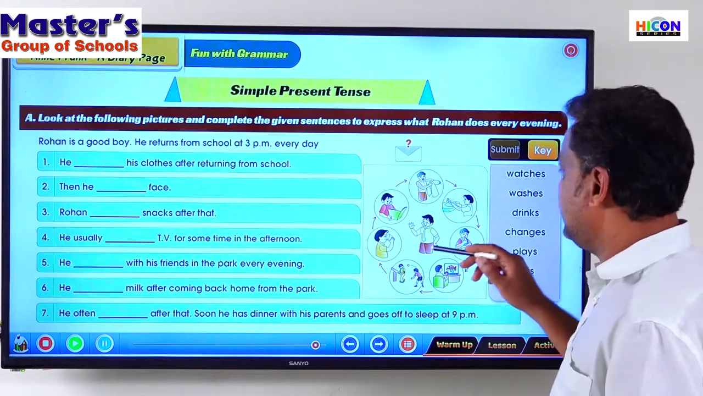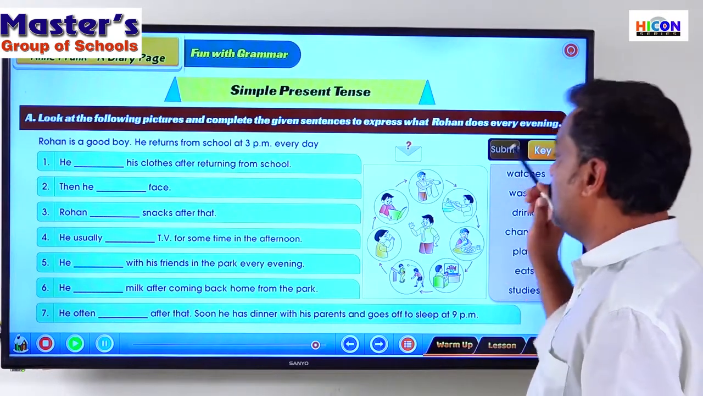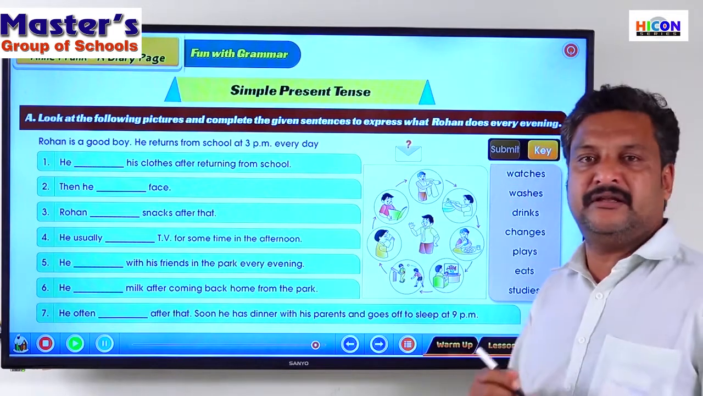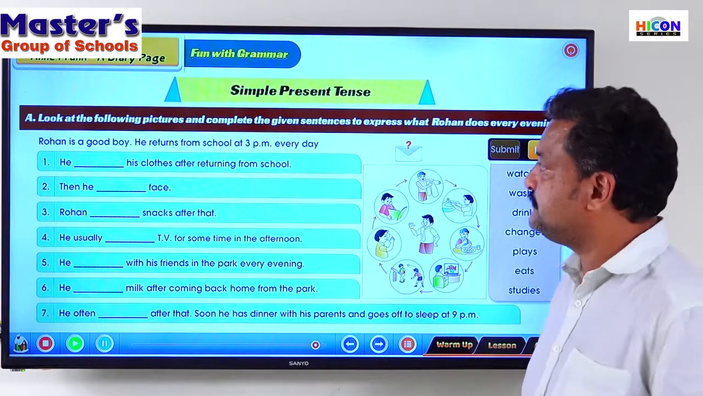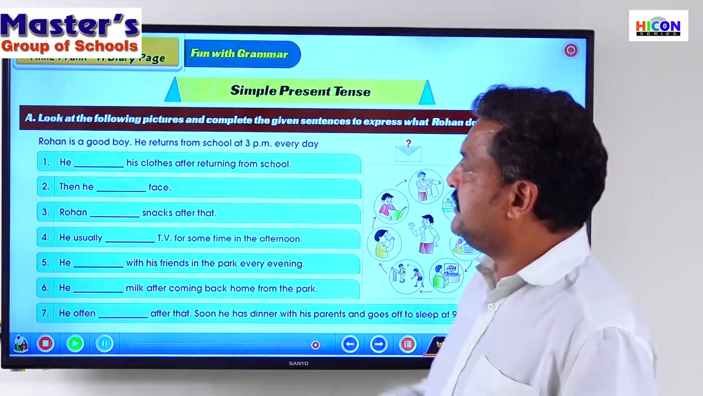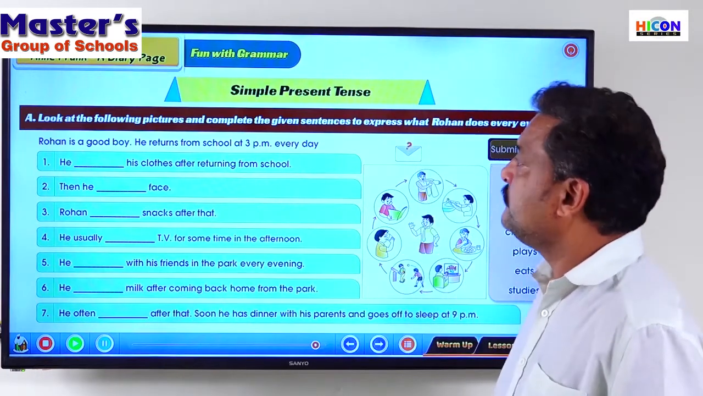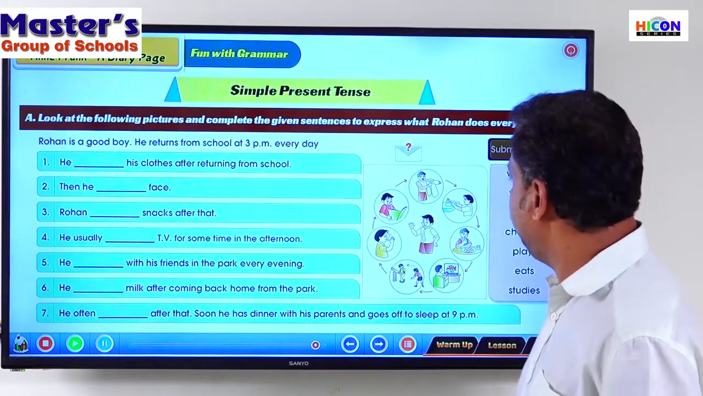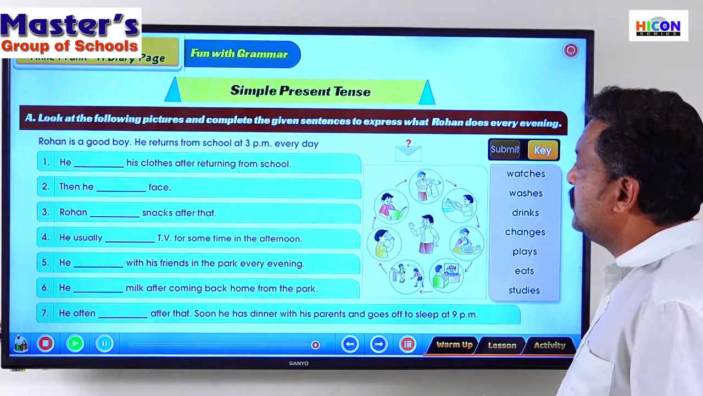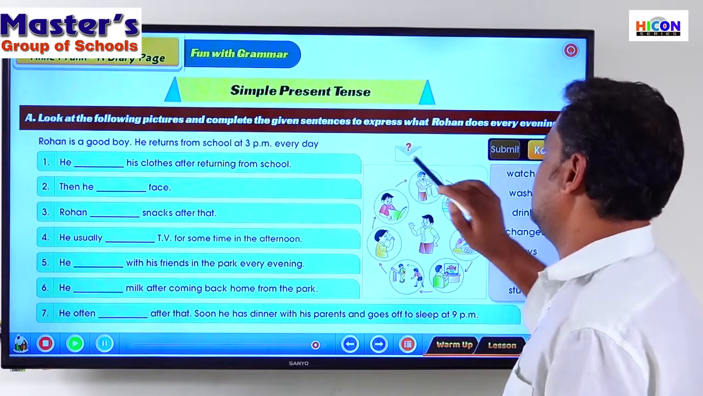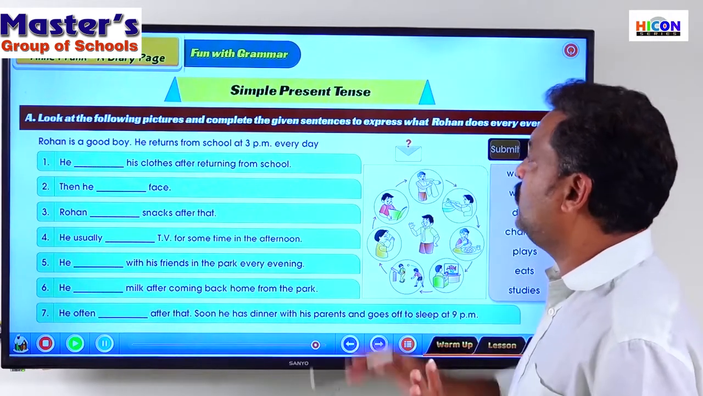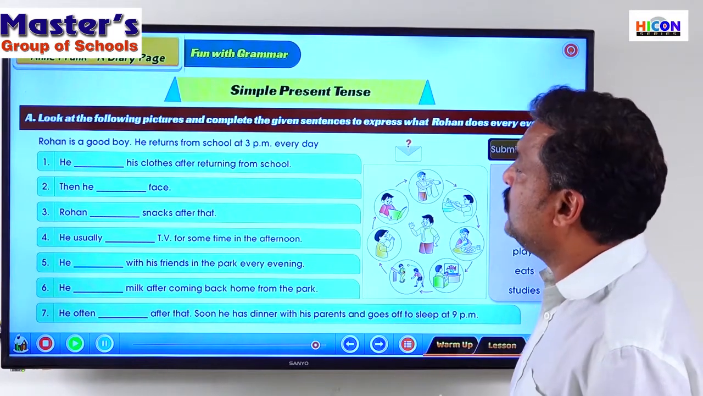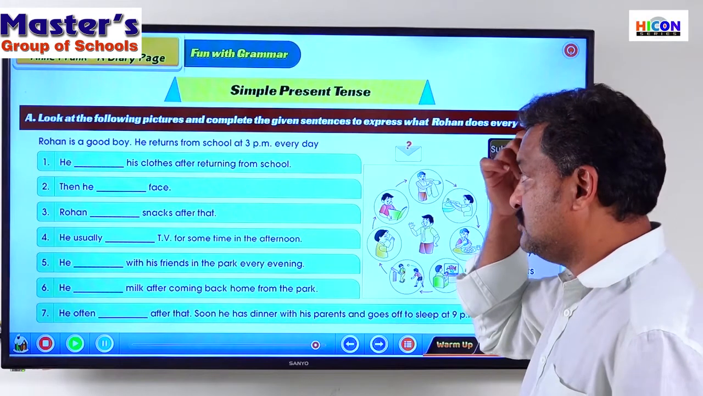Okay. Look at the following pictures and complete the given sentences to express what Rohan does every evening. So look at this picture. Here is a boy and he is Rohan. And this picture actually shows what he does in the evening. Right? So the first sentence, Rohan is a good boy. He returns from school at 3 p.m. every day. So somewhere here he returns. Okay. He returns from school at 3 p.m. every day.